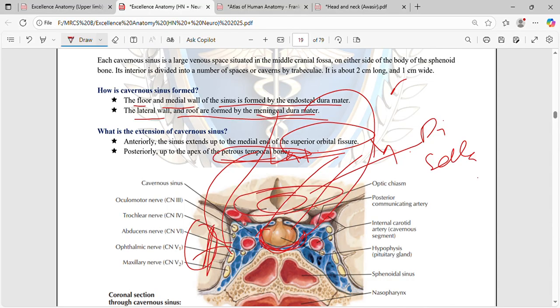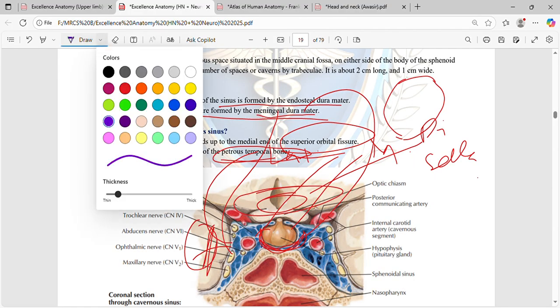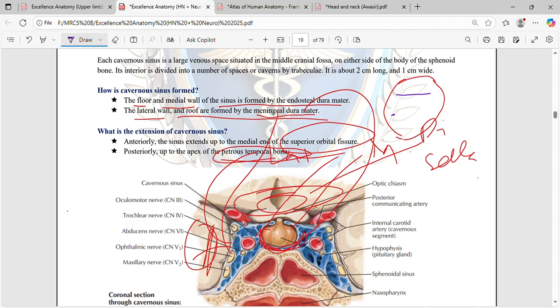So this is your cranial cavity, and we have the anterior cranial fossa, middle cranial fossa, and posterior cranial fossa. You should know that in the anterior part here we have the superior orbital fissure, and here we have the foramen magnum. Posteriorly, in the middle cranial fossa, we have this kind of elevation called the petrous part of the temporal bone. So posteriorly it goes to the petrous part of the temporal bone, anteriorly it goes to the superior orbital fissure.